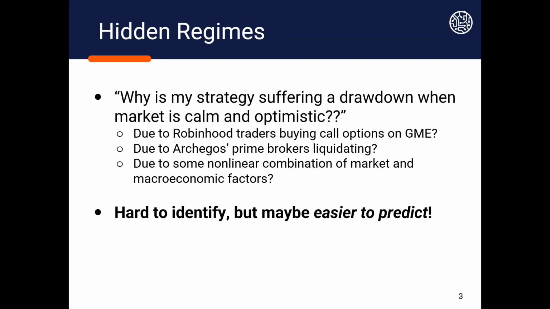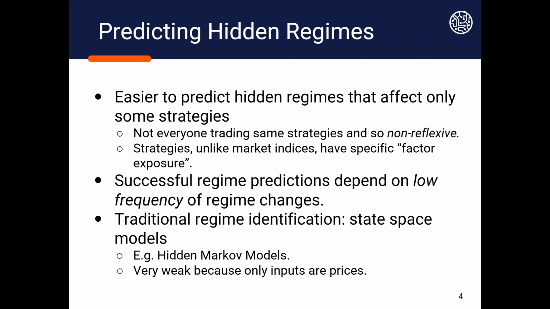Interestingly, however, it is often easier to predict. So we have a contrast between visible and hidden regimes: one is easy to identify but hard to predict, and the other is hard to identify but easier to predict. Why are they easier to predict?